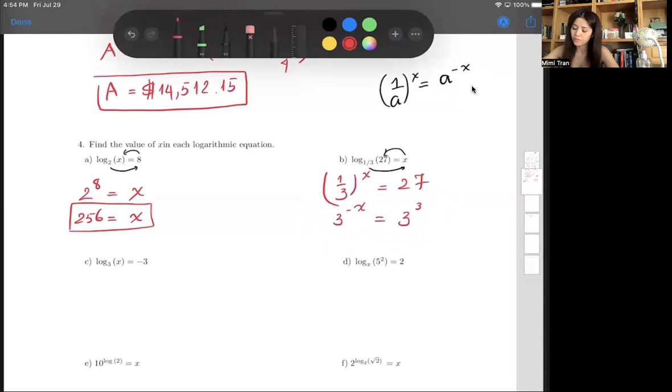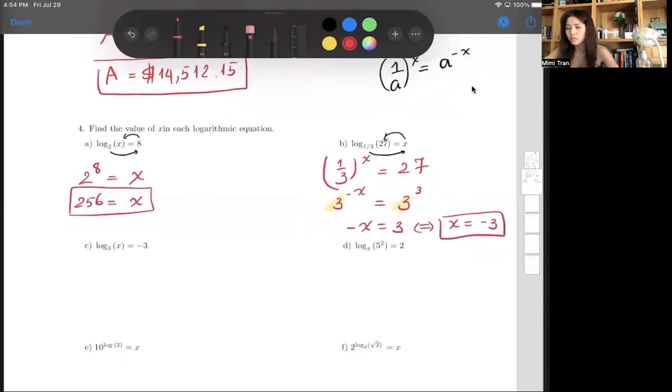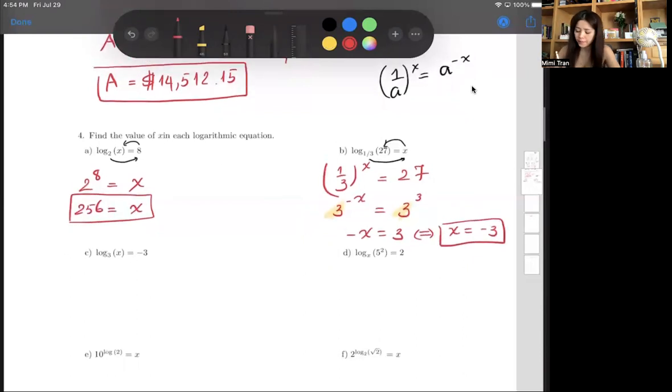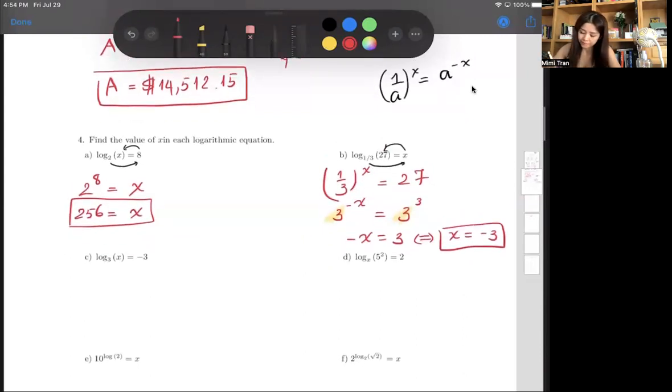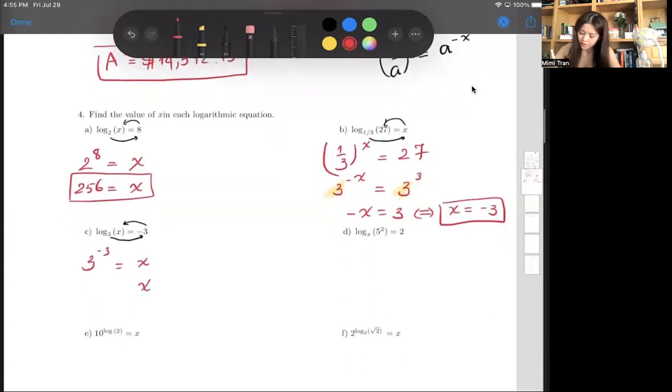Okay. So now I can drop the logs, or you can take log base 3 of both sides, it doesn't matter, just drop it. Negative x equals 3, or better yet, x equals negative 3. The second one is a little bit more involved. 3 to the negative 3 equals x. So x equals 3 to the negative 3.